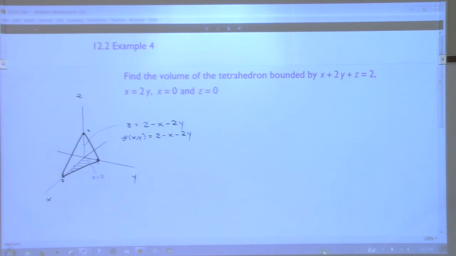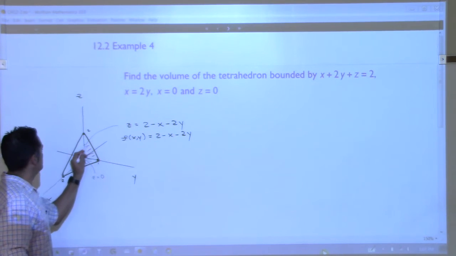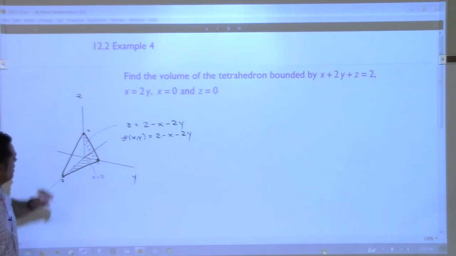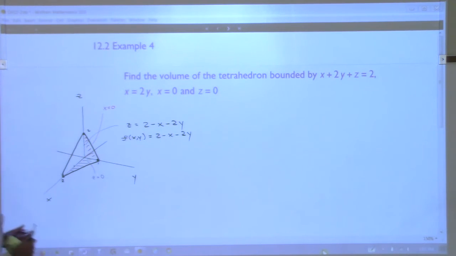All right, x equals 0. Where's x equals 0? That's this back side, right? This right here, that piece. That piece right there is x is 0. Are y'all kind of seeing this coming together here?